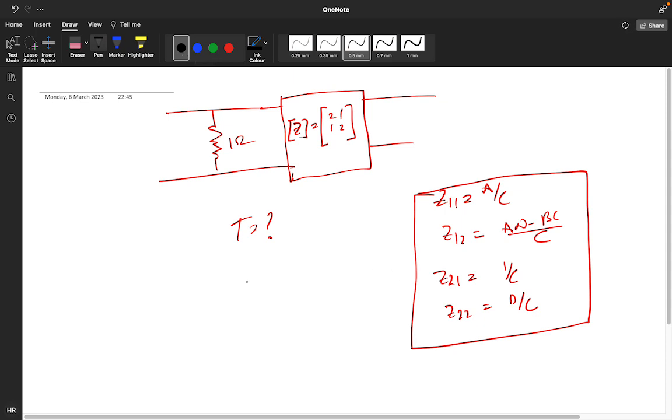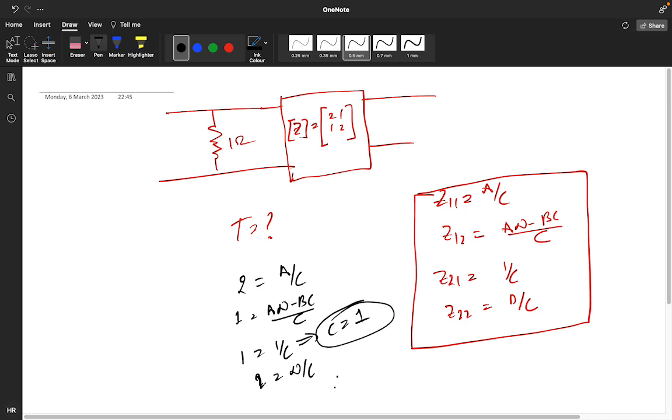And see here what is given. Z11 value is given, right? So 2 is A by C. Z12 value is given, 1 is AD minus BC upon C, and Z21 value is given, this is 1 upon C, and Z22 value is given 2, so 2 is D by C. So what is the value of C? C is equal to 1. What is the value of D? D is equal to 2. If you are getting C value as 1, what is the value of A? 2. And you have to substitute these things in this form. So A is coming 2. You got A, you need to find the B value.